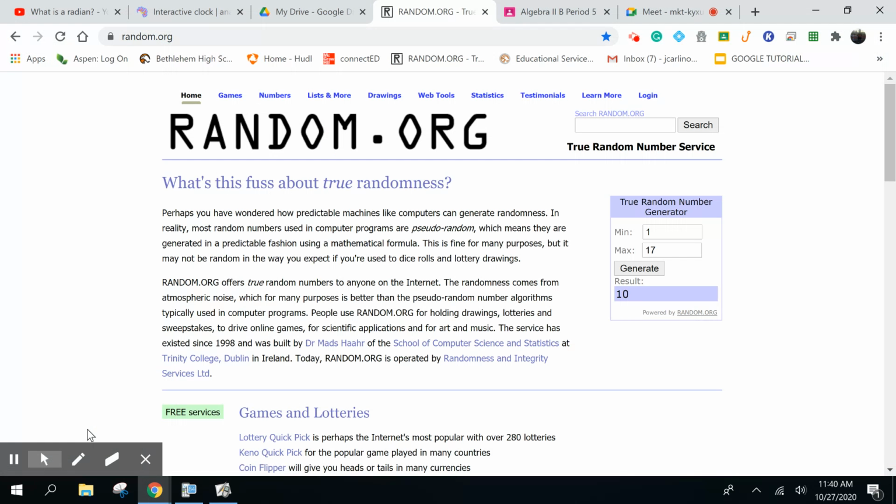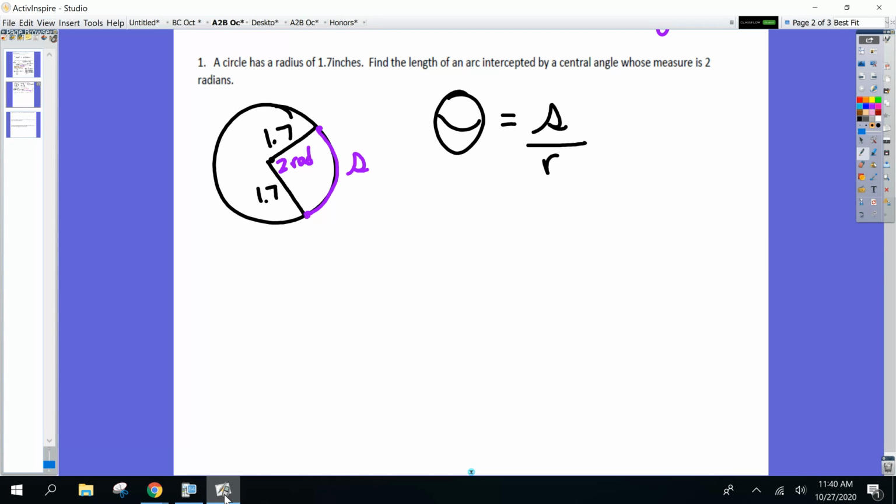All right, help me out. Nick, do I know what the angle measure is here? Yes. What is it? 2. So 2 radians, so 2 gets plugged in for theta. Nick, do I know the arc length here? No. That's what I'm trying to find. So you can keep S if you want. If you feel more comfortable with an X, go ahead. And Nick, do I know the radius length? Yeah, it's 1.7. So I'm going to plug in 1.7 for R here.